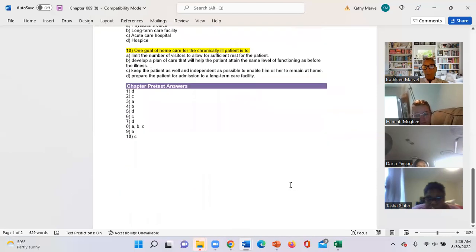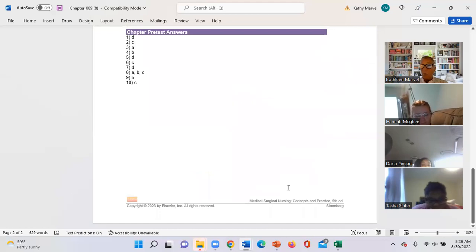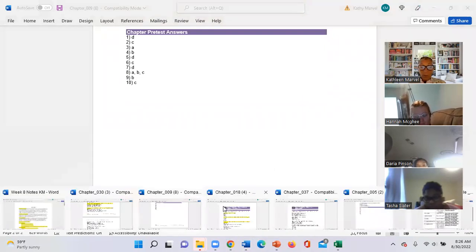Okay, so that's your chapter 9. So don't panic if you didn't know the answers to these. The intention of doing this is to see where your knowledge base is with this particular chapter. So if you did the readings and read the notes, then you probably did okay in this. If you didn't, it just means you need to go back and review it.